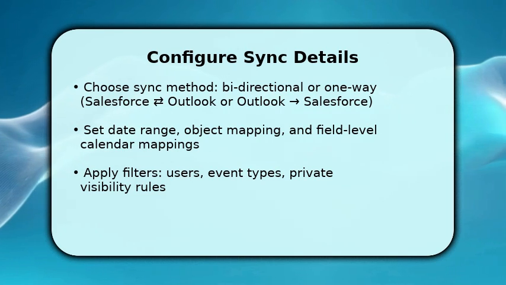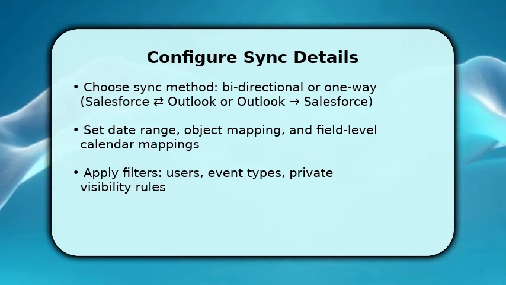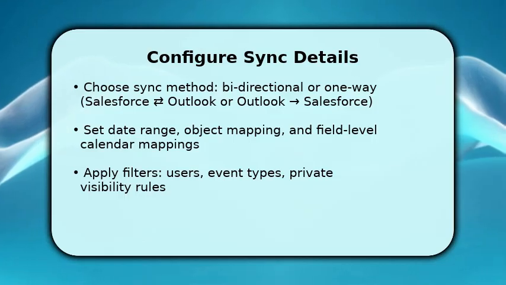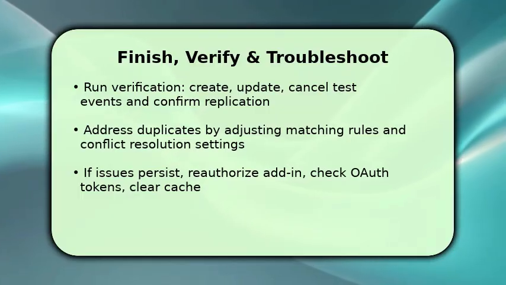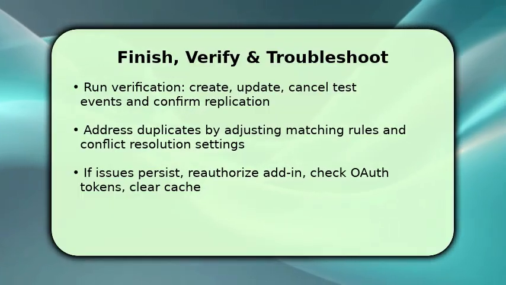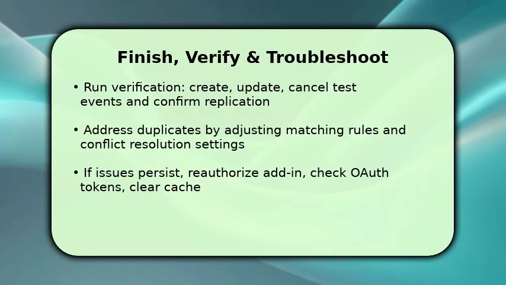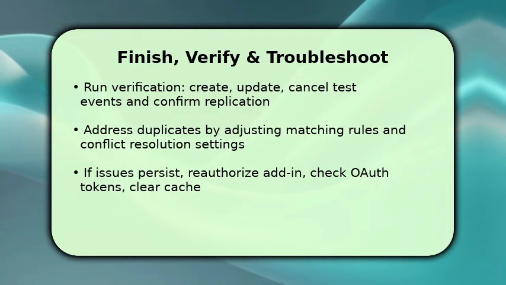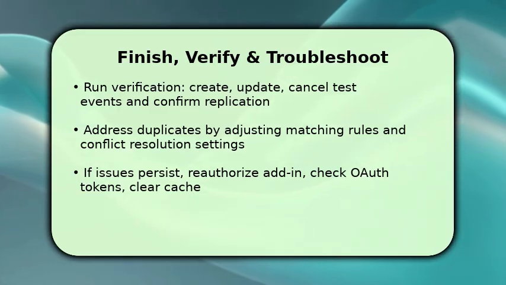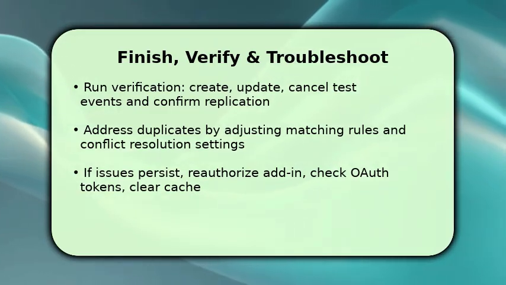Test with a few sample events, so you can observe how creations, updates, and deletions propagate between systems. Complete the workflow by verifying everything replicates correctly and cleaning up any mismatches. Create, update, and cancel test events in Outlook and Salesforce, then confirm each action synchronizes as intended. This shows your mapping and filters are correct.